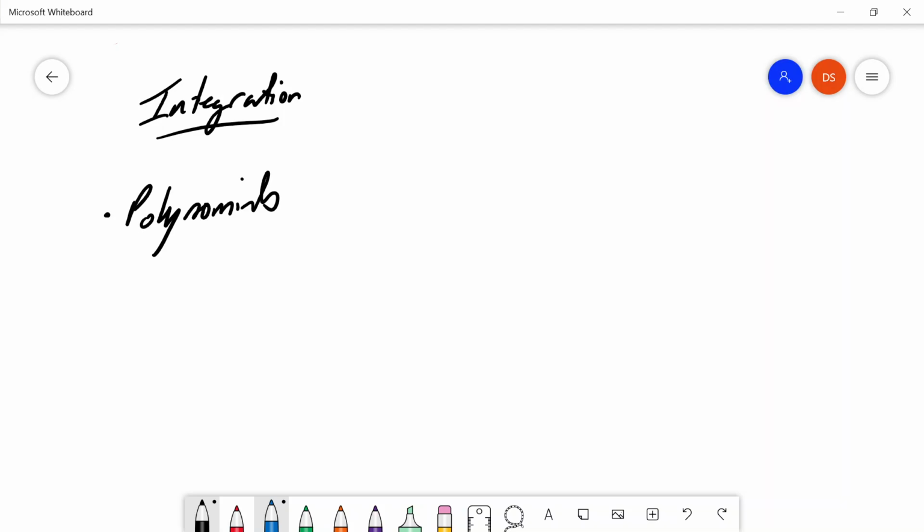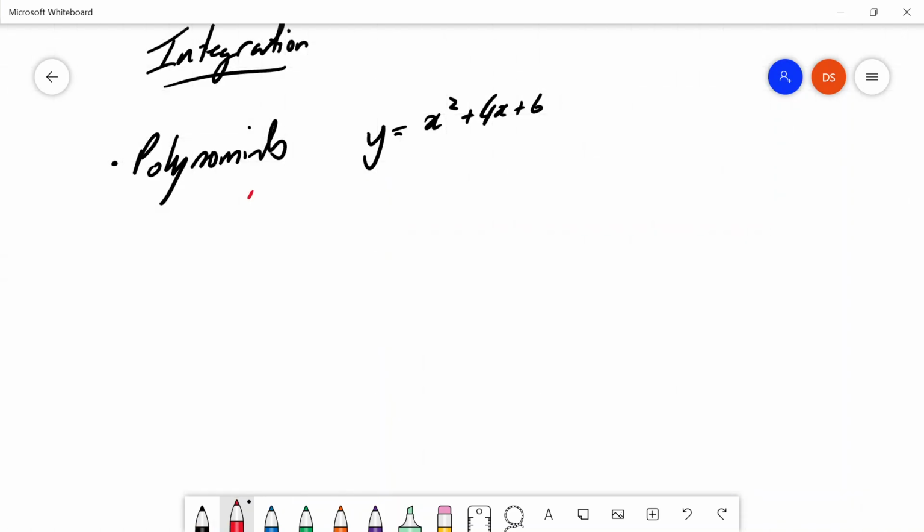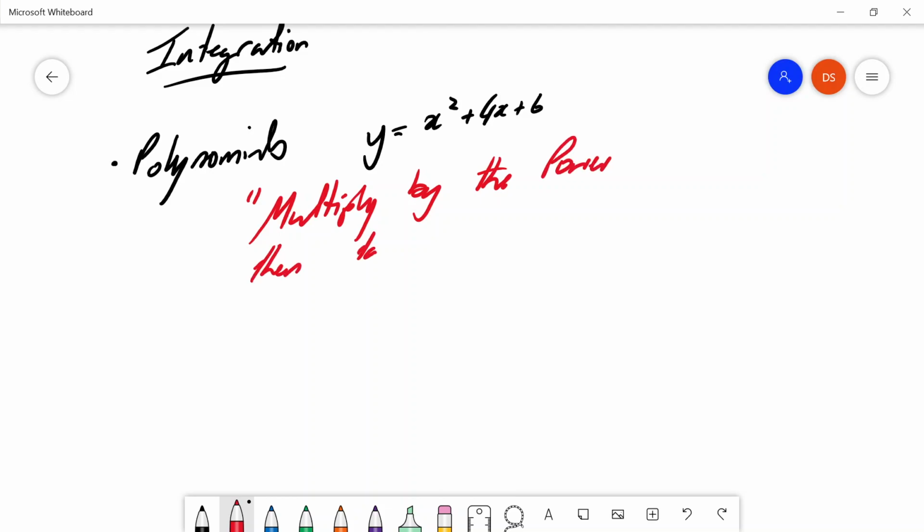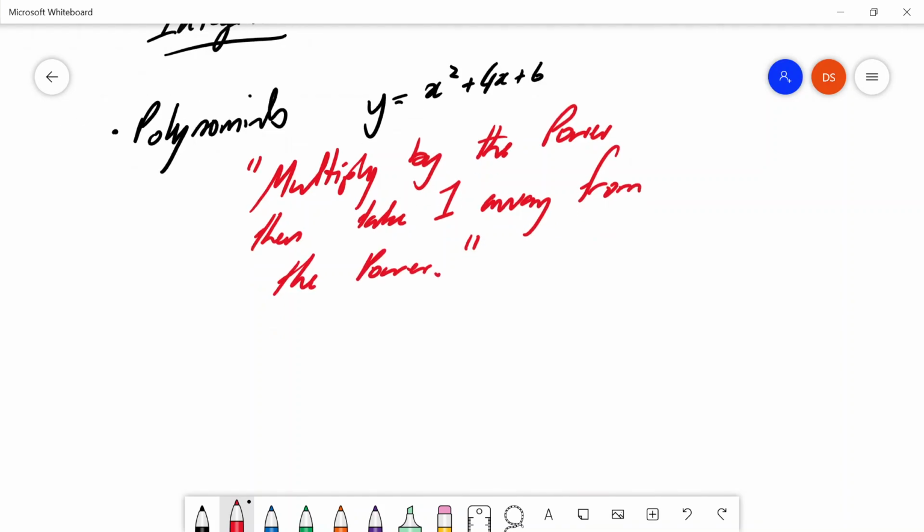So when we learnt polynomials, they were in the form y equals x squared plus 4x plus 6, and they could have had higher powers, but for us this was enough. And we learnt to differentiate them by doing: multiply by the power, then take one away from the power. And this was really important to us because it helped us do a lot of differentiation.